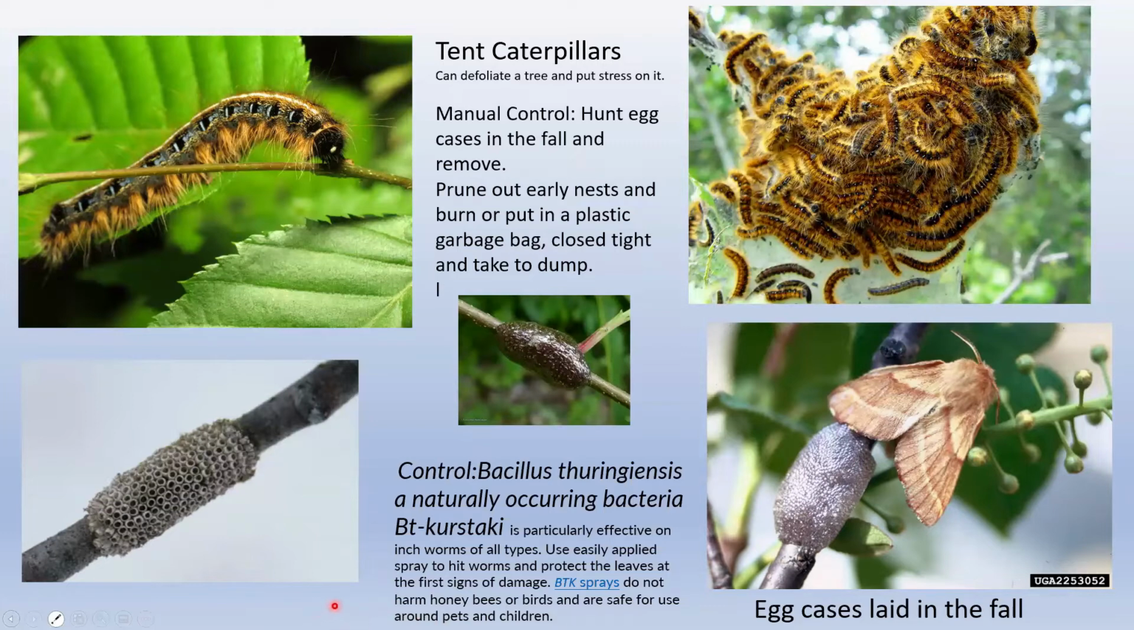And if you're having a problem, you can get rid of them that way. What we used to do is we used to prune out the early nests and burn them. And that just really helps to stop them. So if you see a little web going, just cut it out, burn it, or throw it away. Here is an egg case that has all been hatched. I just thought it was kind of interesting to see. So, and here's the female.